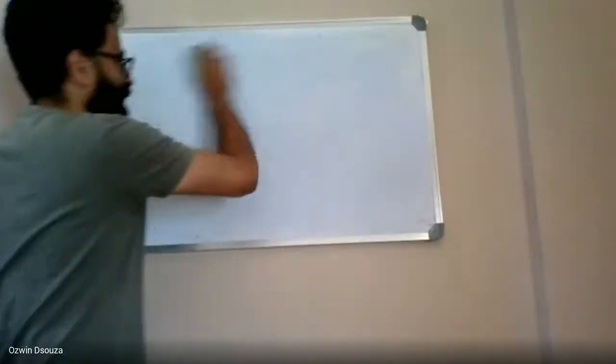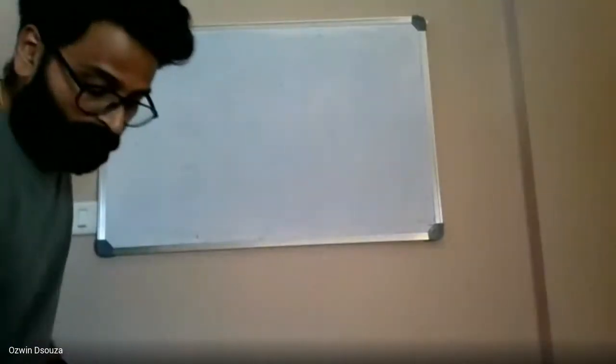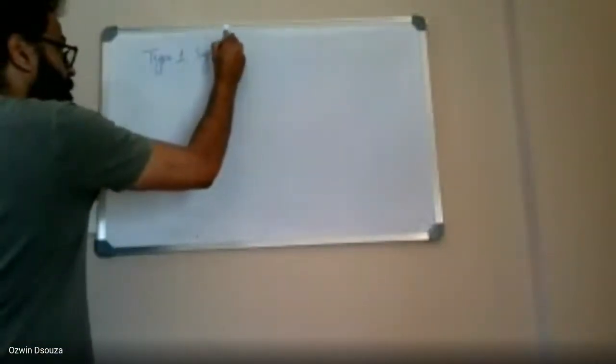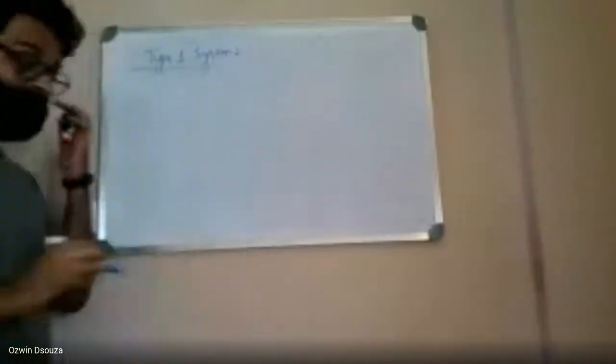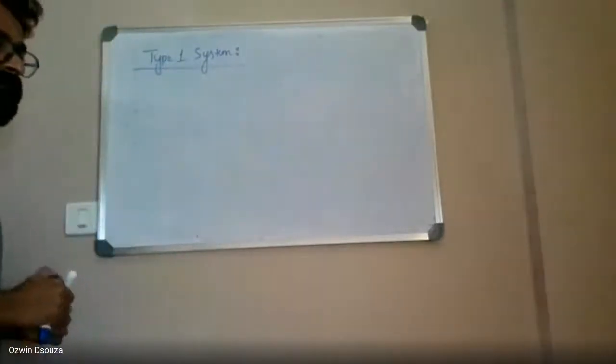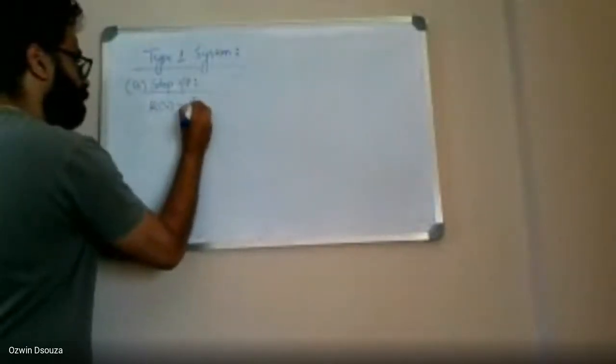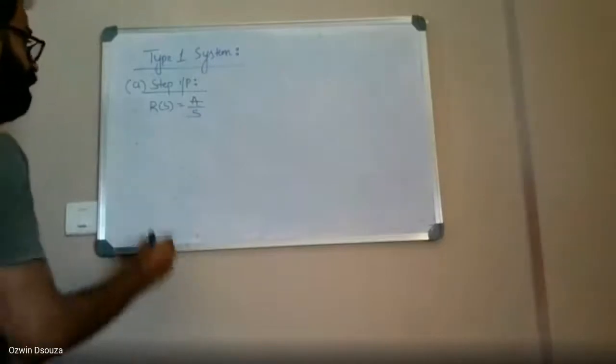Similarly, you can do it with me, and quickly finish off. Type one system. Let's analyze a type 1 system and see what kind of error we are going to get when we excite it with the standard step input, where R of s is equal to A by s.